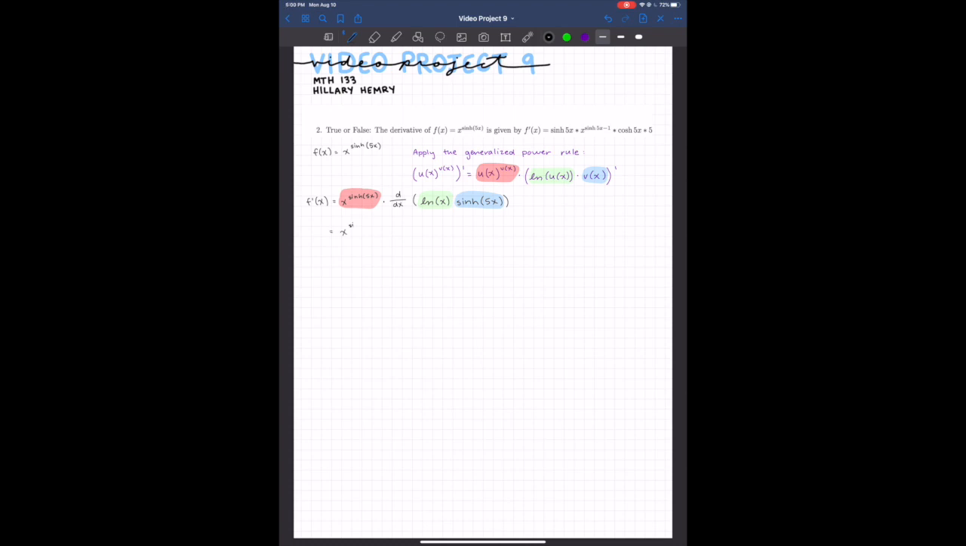Next, we're going to go ahead and focus on the second part of this derivative, which is taking the derivative of ln x times sinh of 5x. And since that's multiplication, we're going to be using the product rule. So the derivative of ln x is going to be 1 over x, and then we're going to multiply that by sinh of 5x.